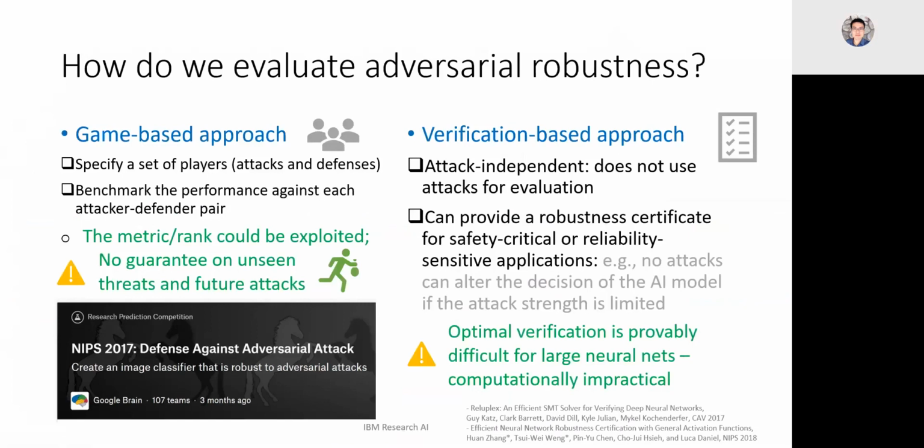So there's a concern of not being able to generalize your defense or robustness performance to other attacks or future attacks. So that's what motivates the second way of evaluating robustness. That is, we call it verification or certification. So in this case, we are not relying on attacks to evaluate robustness. Instead, we try to build an attack-independent certification for evaluating robustness. So in this case, what this approach can do is to provide a certificate for your model. But the downside of this approach is that optimal verification is very difficult, especially for large neural networks. And I will do a deep dive in a few slides later.